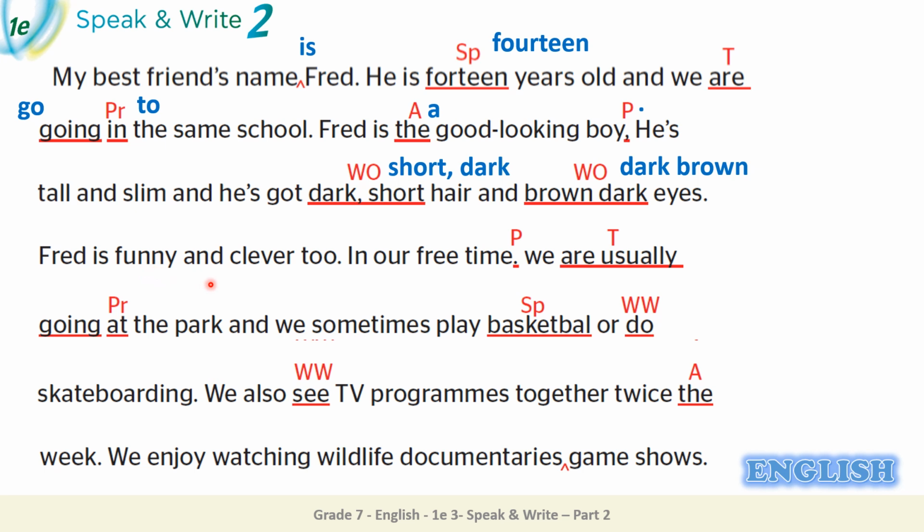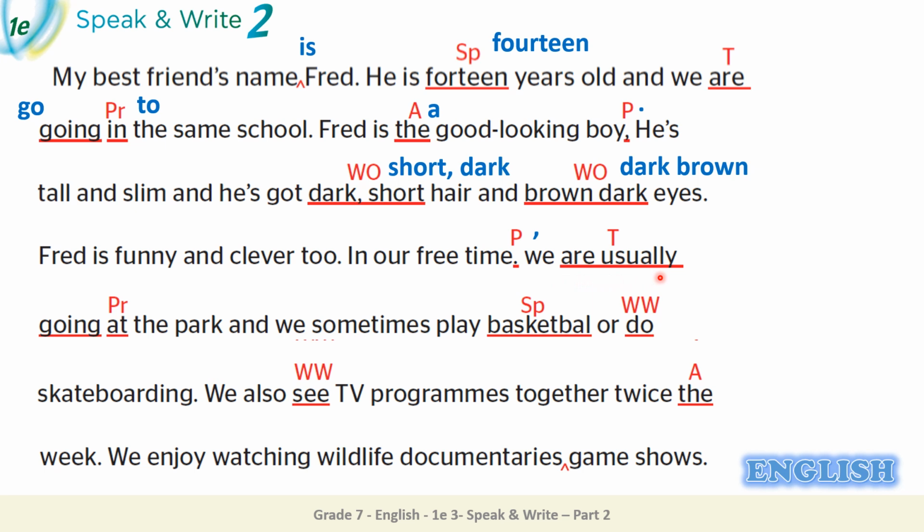Let's move to the next mistake. Fred is funny and clever too. In our free time, we are usually going at the park. So, what is the correct answer? That's correct. P is punctuation. And the correct answer is comma. In our free time, then it is a comma, not a full stop, because the sentence did not finish.